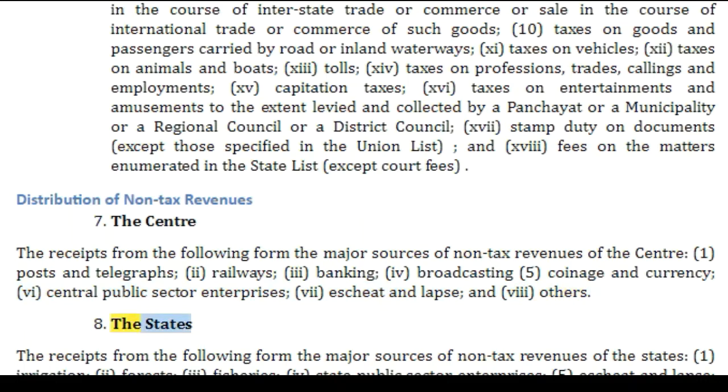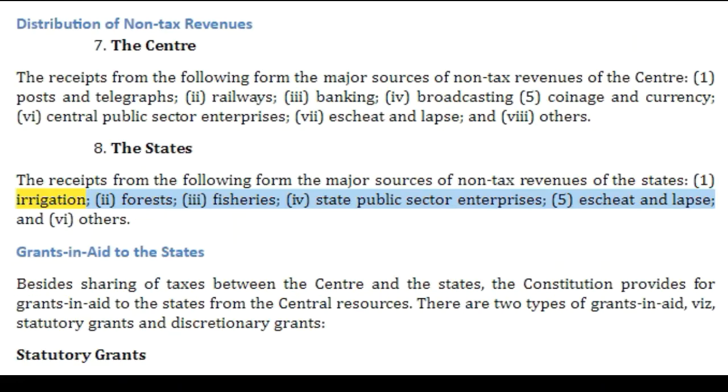8. Others. The states. The receipts from the following form the major sources of non-tax revenues of the states: 1. Irrigation, 2. Forests, 3. Fisheries, 4. State public sector enterprises, 5. Escheat and lapse, and 6. Others. Grants in aid to the states.